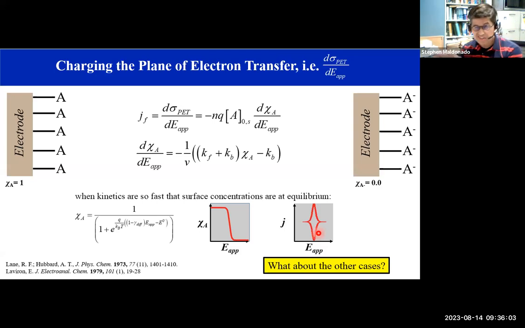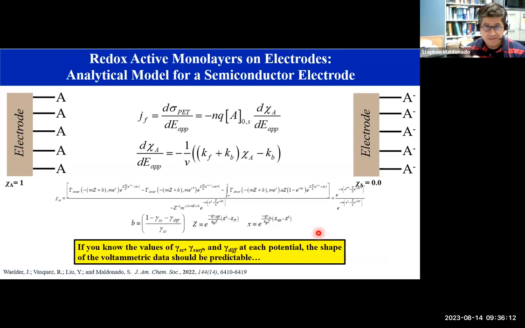Okay, this situation had been worked out, like I said, for 4+ decades. The other cases, where that's not true, when those rate constants are not super fast, when you're not at equilibrium, it turns out had never been solved before. So the answer for any other experiment where those rate constants were not super fast had escaped people. And this is one of the second ways that we've contributed to this area.